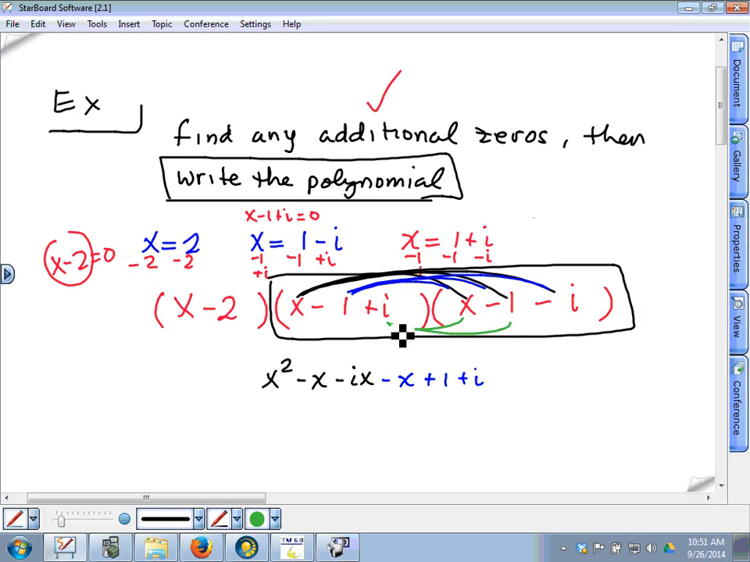Now we do the same thing with the i. I times x is positive ix. I times negative 1 is negative i. And finally, be careful on this one. This is where I see a ton of mistakes. I times negative i is negative i squared. It acts the same as a variable. X times x was x squared, so then i times i is i squared.